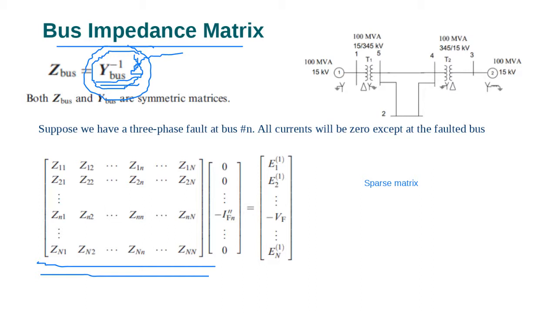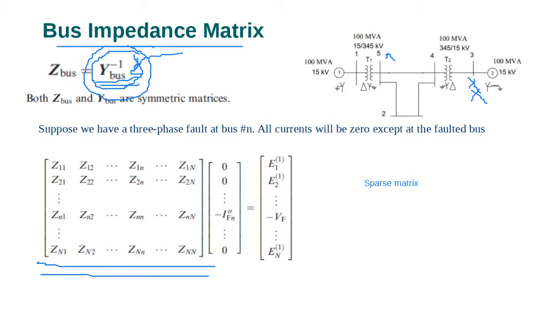Because most of the buses, for example, if you have a system, bus number 3, if you look in here, bus number 3 is not connected to bus number 1. So this Y13 will be 0. Bus number 3, again, is not connected to bus number 5. Therefore, Y35 will be 0, and Y53 will be 0.